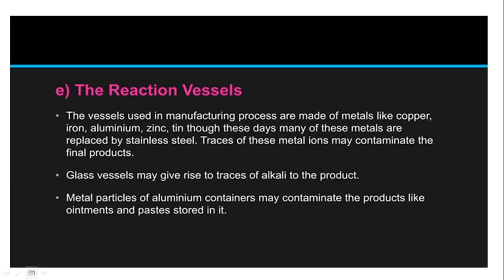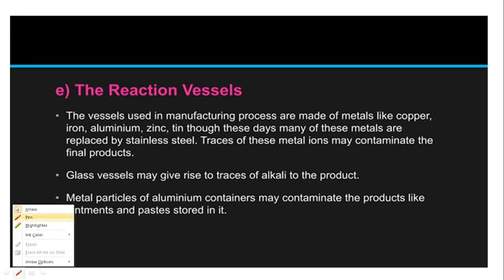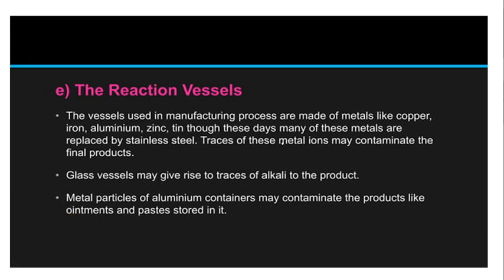Now the reaction vessel. The vessels used in the manufacturing process are made of metals like copper, iron, aluminium, zinc, tin. Though these days many of these metals are replaced by stainless steel. Why are they replaced by stainless steel? Because stainless steel does not have impurities. That's why we prefer stainless steel instead of products made of aluminium, zinc, copper, etc. And the chances of contamination reduce if we use stainless steel.